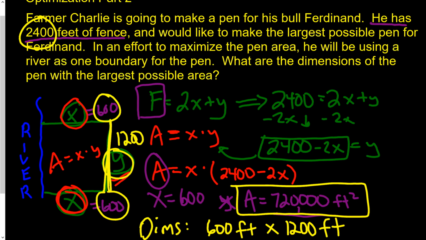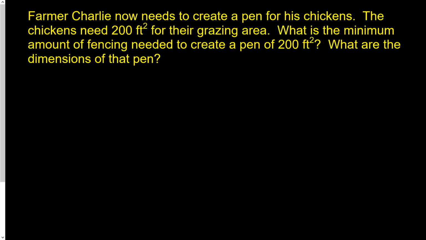Okay, let's look at one more example here. It says, Farmer Charlie now needs to create a pen for his chickens. The chickens need 200 square feet for their grazing area. What is the minimum amount of fencing needed to create a pen of 200 square feet? What are the dimensions of that pen?